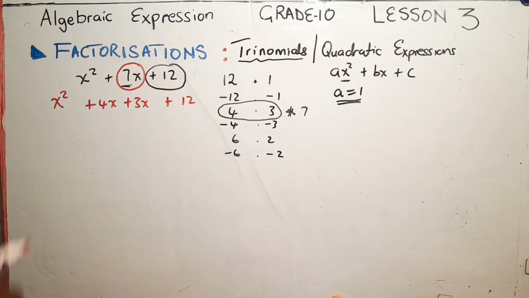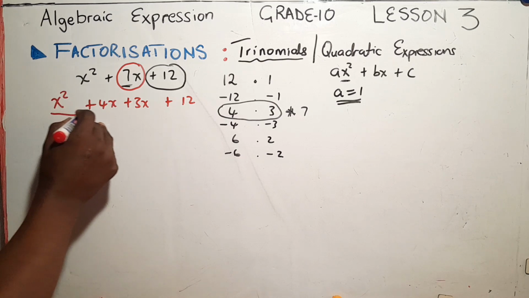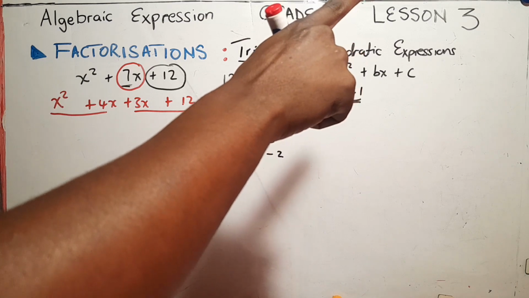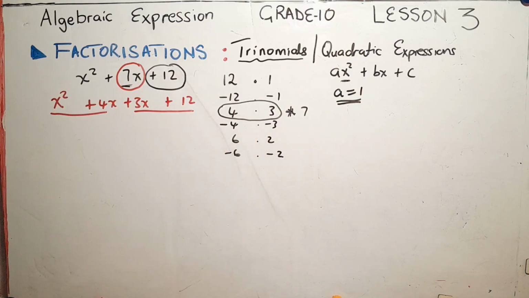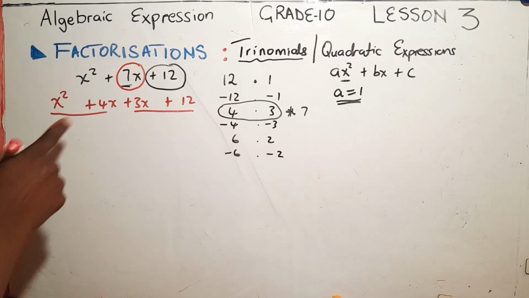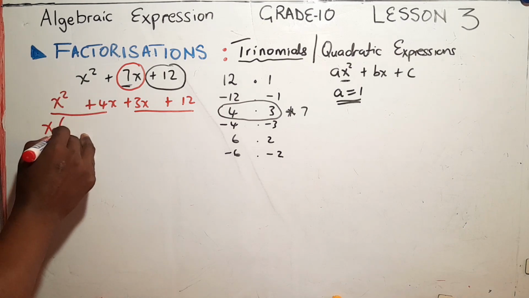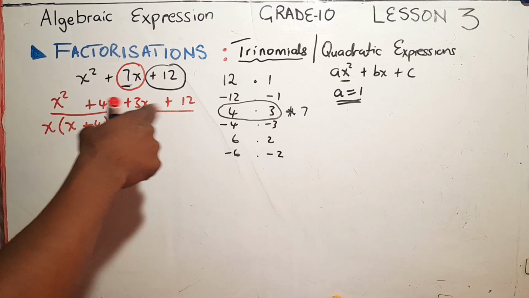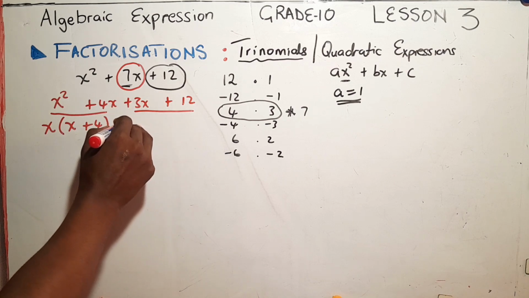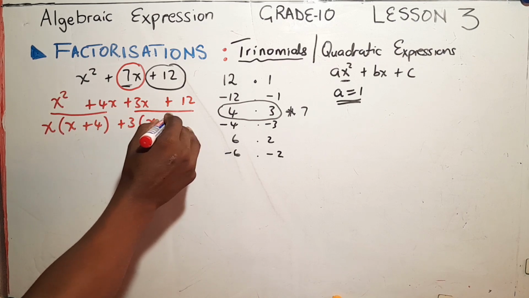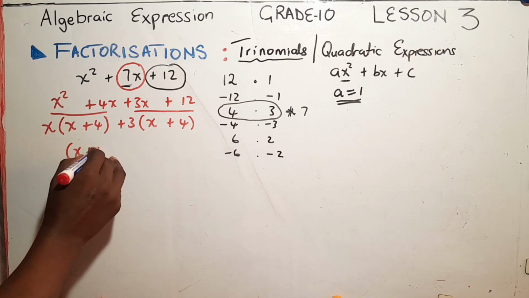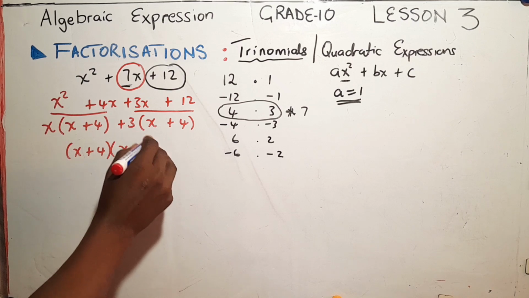So now we have 4 terms, which means we can use grouping. We can group this with this and also this with that. If you haven't watched our grouping video, you can watch it there. That is our factorization by grouping. So what can we do there? We can see that our common factor is x. So we factor that out, and this will remain as x plus 4. In this other group, we can factor out the common factor, which is 3, and we will remain with x plus 4. So x plus 4 is common, so we can place it as x plus 4 then x plus 3, like that.